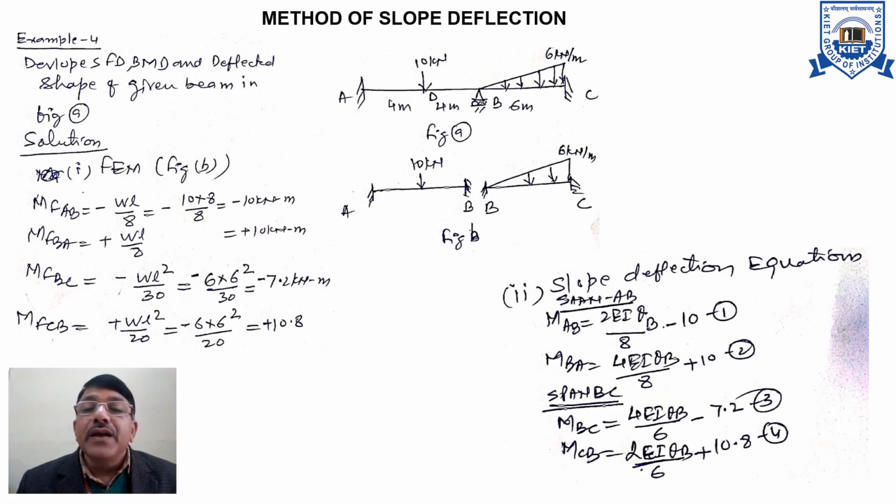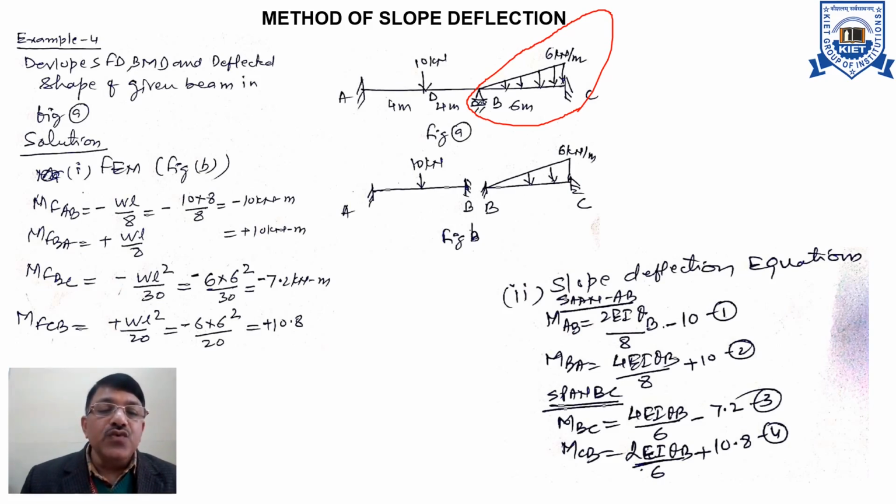Notice, you may not remember the fixed end moment for the case of UVL. When the UVL is like this, the moment at this end B is WL square upon 30, and the moment where the loading rate has increased is WL square upon 20. You can recall and remember it properly for your understanding, because in the examination nobody will tell you the value of the fixed end moment for this particular case.